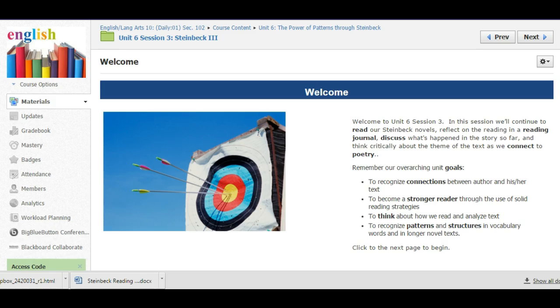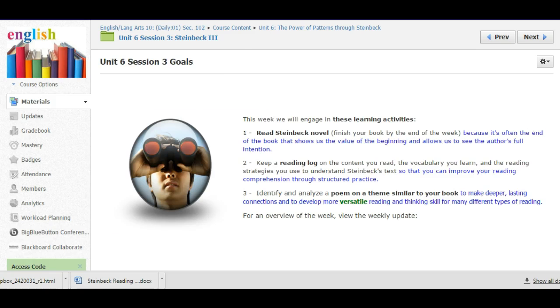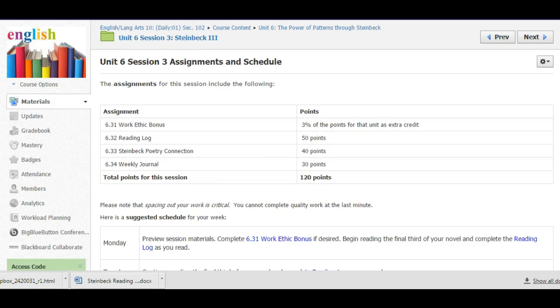This week in Session 3, your goal is to finish your book. And then in the final session, you'll be doing discussion and take a quiz over it, and you'll create some projects to show what you've gotten out of your books. So in this session, you're going to read the book. You're going to keep a reading log, the same reading log that you've been doing. And then you're going to find a poem with a similar theme, and become a more versatile reader with versatile strategies by being able to make some connections and patterns in poetry and patterns in your book. So these are the assignments.